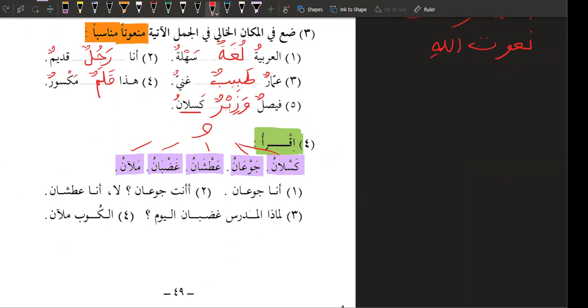If you listen to them: kaslan, ju'an, 'atshan, ghadban, mal'an. It's because there's an alif before the noon. Because they are all sifat, descriptions, and they all end with an alif and a noon. So usually, if we get a description that ends with an alif and a noon, then it ends with just one dhamma.